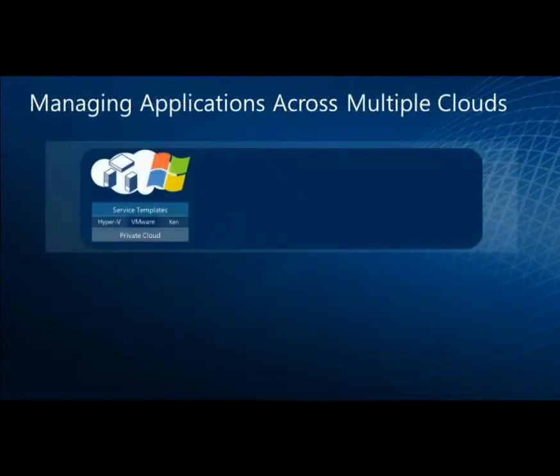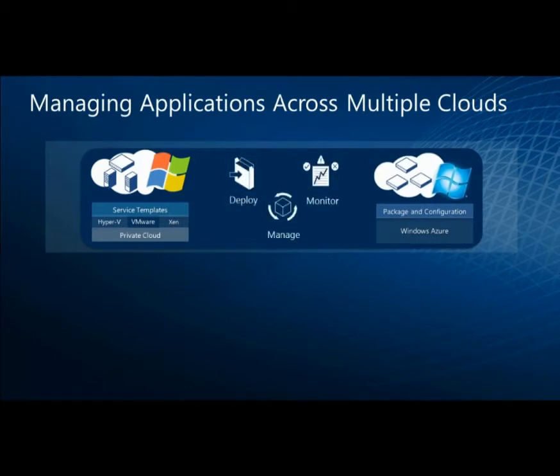When we look at managing applications across multiple clouds, this is where we're looking at applications running in service templates on our private cloud, and they can be running on top of Hyper-V, VMware ESX, and Xen Server through the Virtual Machine Manager template. And then we have the Windows Azure platform where we have a package and configuration construct. These are different applications. It's not the same application running in each place, but we can manage and monitor them in a consistent and in the same way.